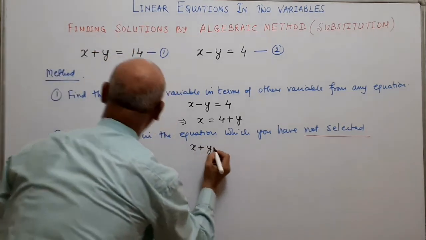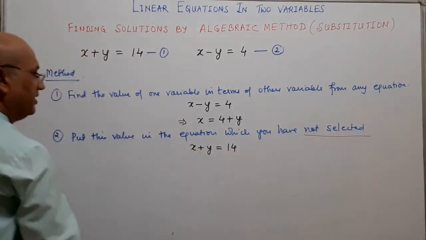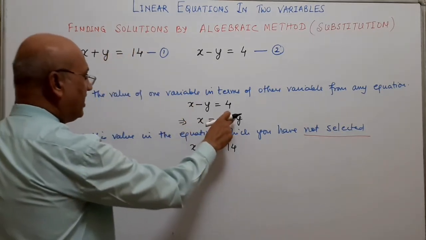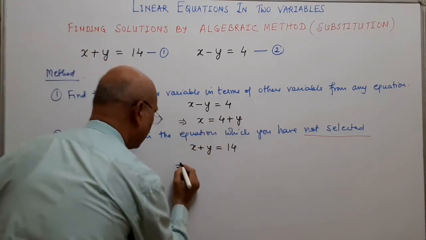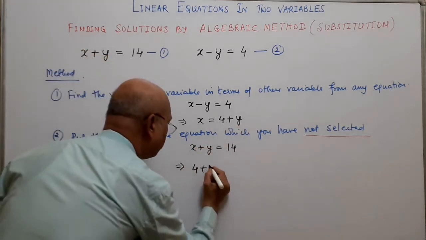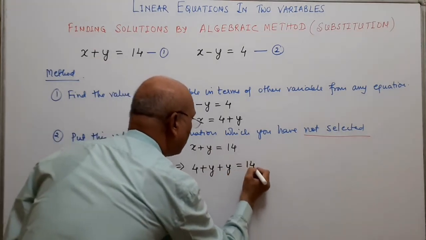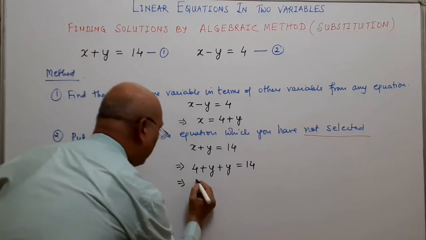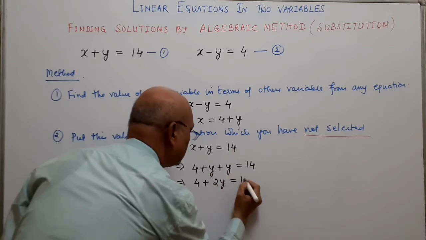x plus y is equal to 14. Now we already got the value of x as 4 plus y. So in place of x, we are going to put 4 plus y in this. For this x, we are putting 4 plus y, and this y was already there. It is equal to 14. Now y plus y becomes 2y, equal to 14.